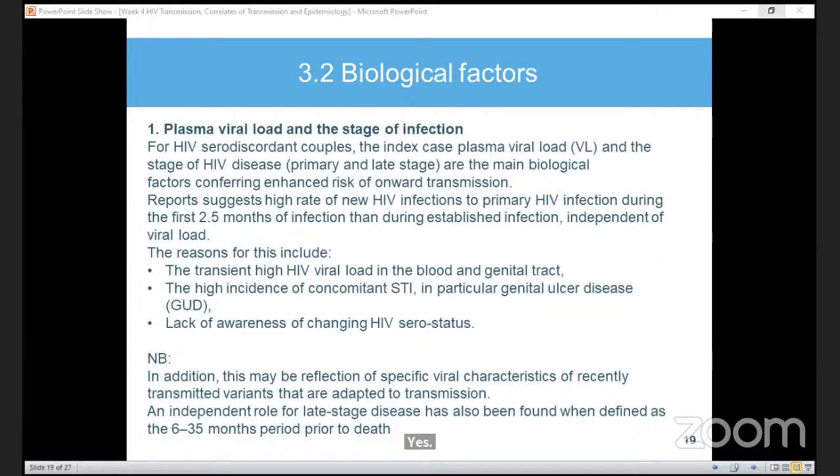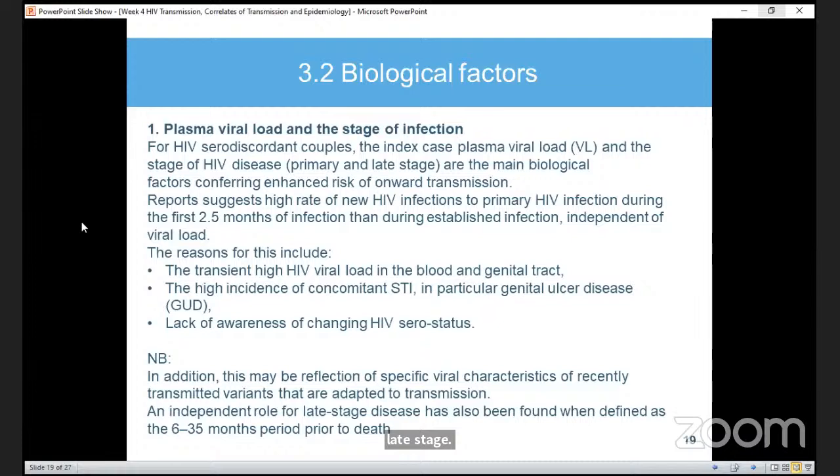So I was saying that low or undetectable viral load means less chance of transmission. However, high viral load means high chance of transmission. Number two, in that point number one, is the stage of infection. As for the stage of infection, of course, we have primary infection, we have the latency stage, and we have the AIDS stage or the late stage. Okay, we have three stages like we discussed before.